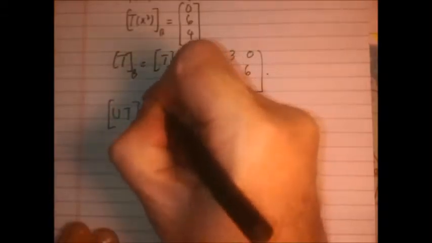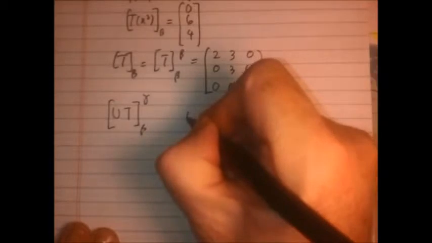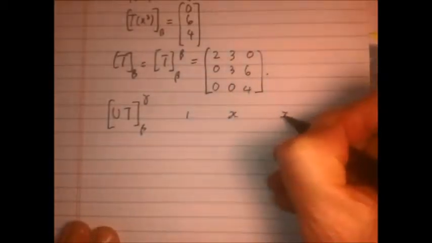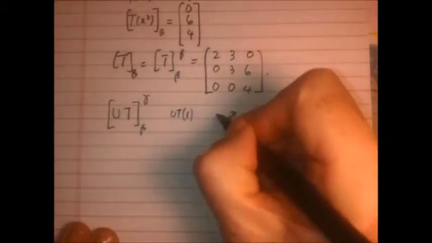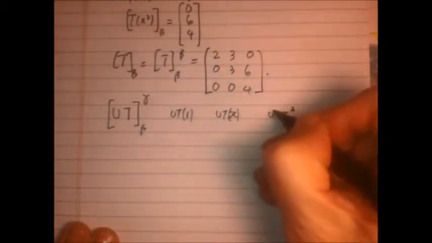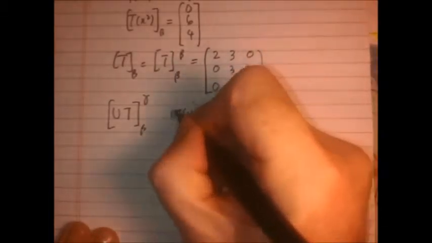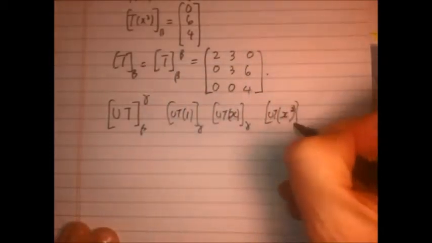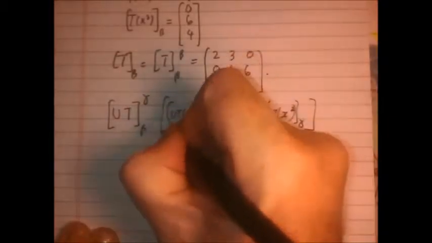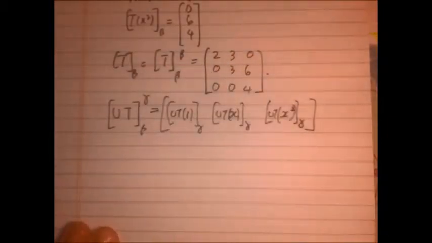Next we will compute the matrix of UT relative to beta and gamma. So again, we write down the elements of beta. That's 1, x, and x squared. This time we work out UT of these, and then the coordinate vector relative to gamma for each one. And these will form the columns of our matrix that we want.